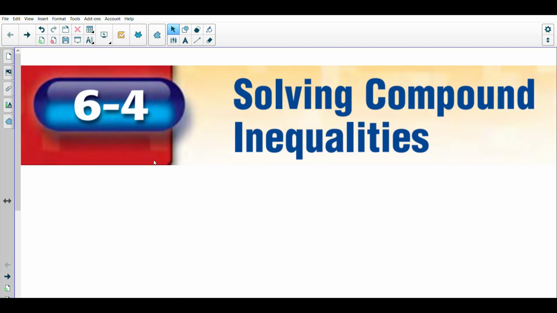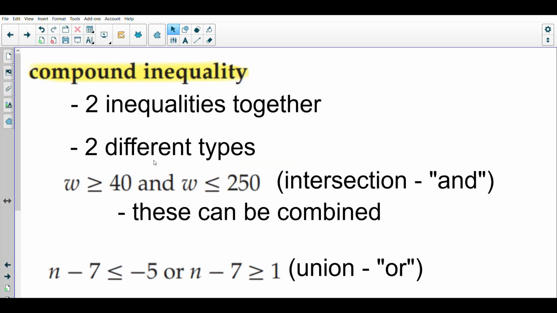In today's video, we're going to look at section 6-4, solving compound inequalities. So now we're dealing with inequality again, so yes, there will be graphs. A compound inequality is two inequalities together. There are two different types. There is one such as is intersection, that's with the word and.